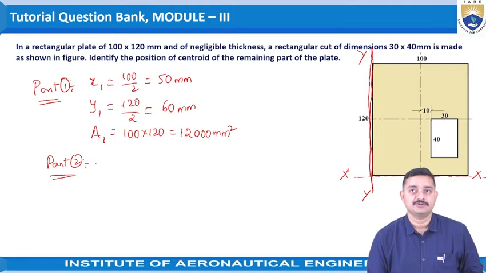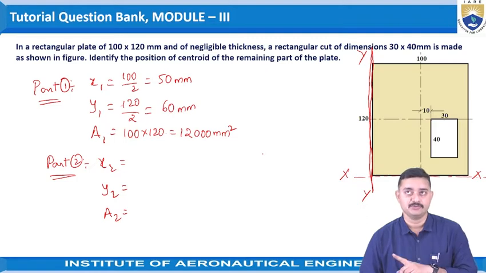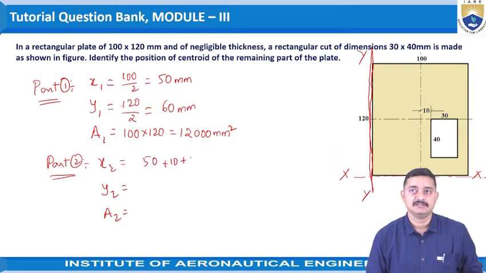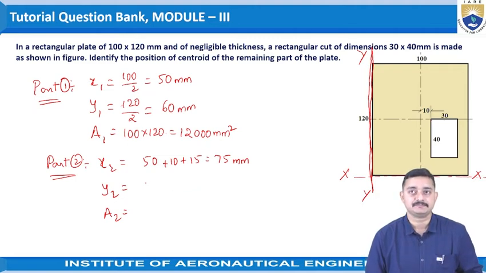So now let us go to part 2 and take x2, y2 and a2. So x2 would be distance of the centroid of part 2 from the vertical y axis. So what would be that distance? 50 plus 10 plus 50. So that gives 75 mm. Now coming to y2, which is the distance of the centroid of this part 2 rectangle from the x-axis. So that would be 20 plus 20. That would be 40 mm.